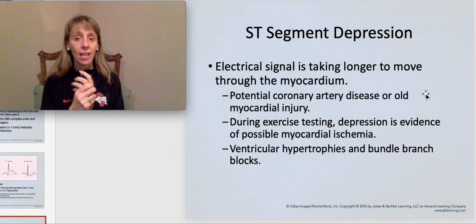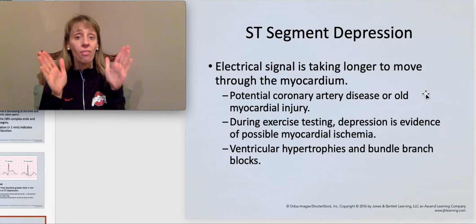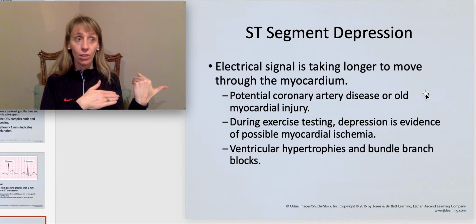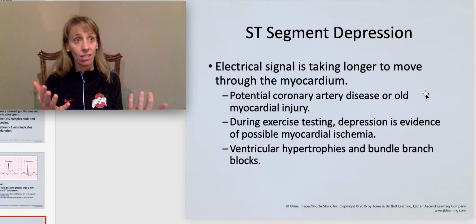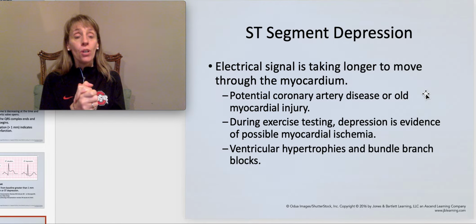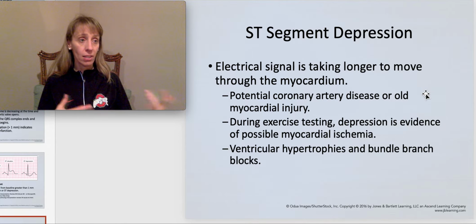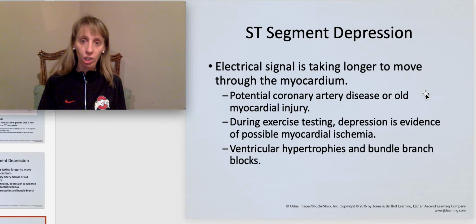So during exercise testing, if we see ST segment depression, it is a sign that it's an old infarct. It's an area where there's dead or not very active cardiac cells. So on an EKG, we're going to be able to tell what location, anterior, posterior, or inferior, the MI happened from. Exciting stuff, right? So we also can look at ventricular hypertrophies and bundle branch blocks.